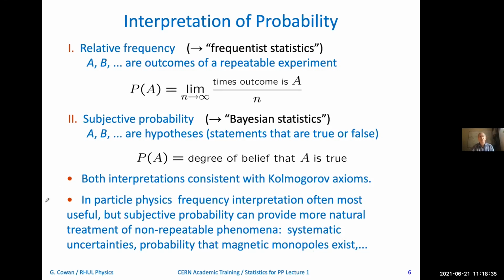I think it's fair to say that in statistics, as done in particle physics, the frequency interpretation is most often used. But the subjective interpretation is also useful, and in particular, it allows us to pose some of the really important questions, like what is the probability that magnetic monopoles exist? Well, that is either true or false, and that will not change upon repetition of any measurement. But nevertheless, that statement is uncertain, and so I would like to quantify that uncertainty with probability.